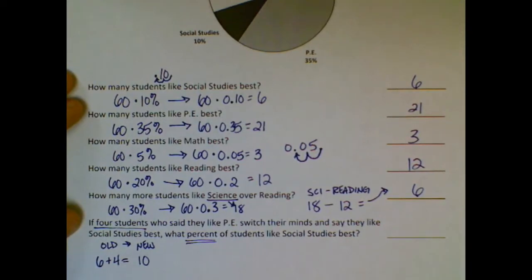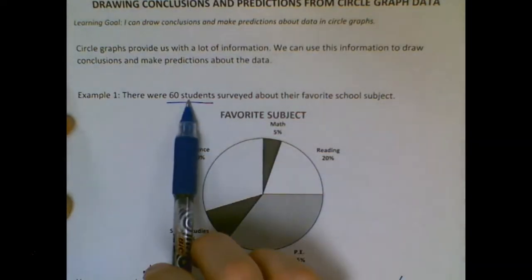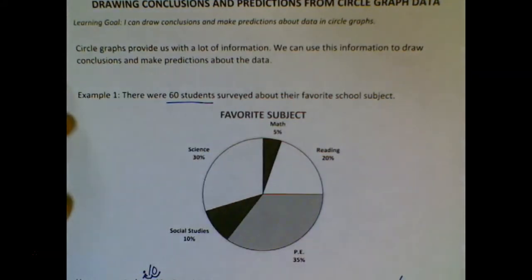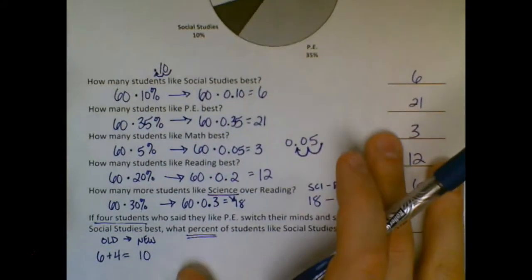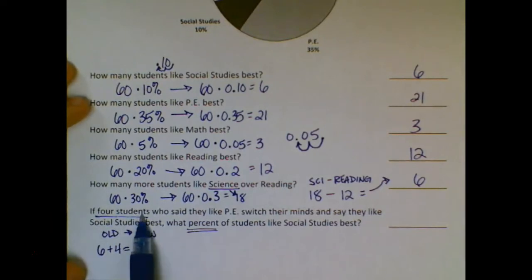Well, let's stop and pause real quick. Originally, we had 60 students that were surveyed. This question right here, making this prediction, if 4 students switch their minds. Switching your mind does not mean you get a brand new student who's interviewed. You are taking the exact same sample size of 60 students, but 4 of them are changing their minds. So the amount of students that are surveyed is still 60.